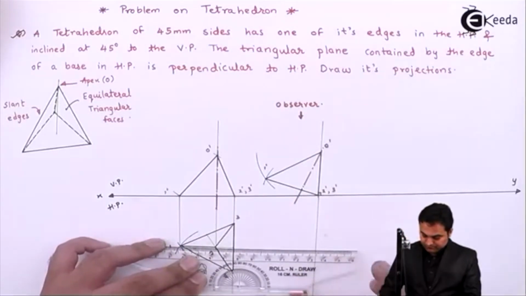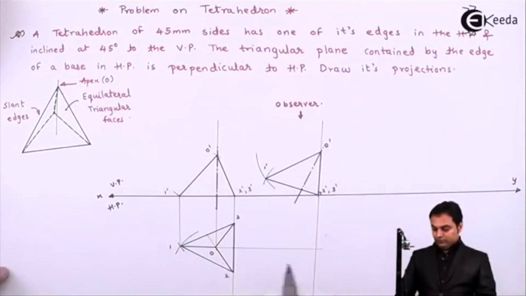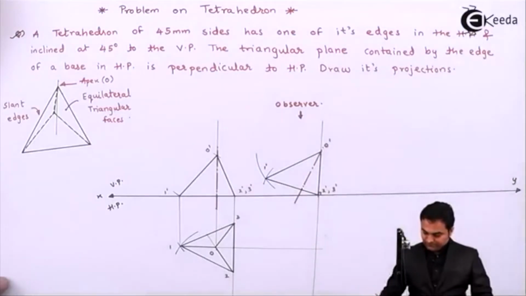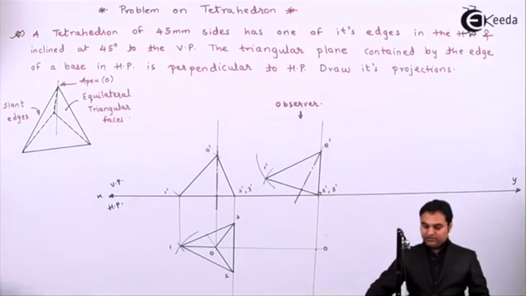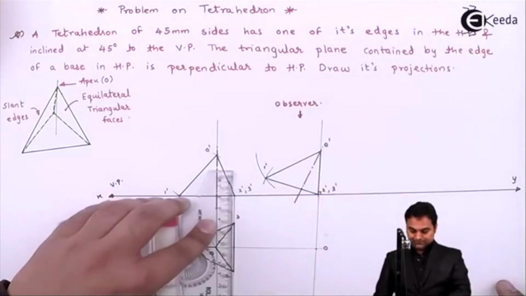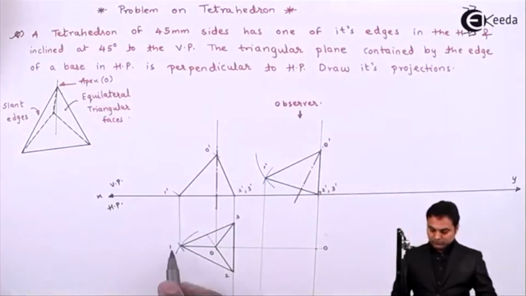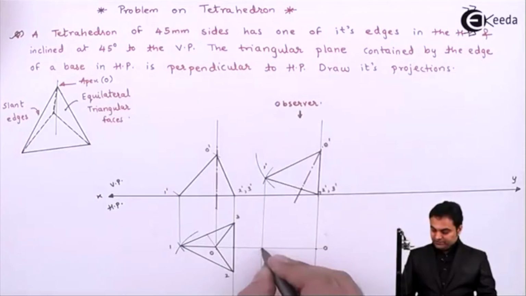Next, O dash from the front view and point O from the top view, wherever they intersect, that will give me point O of the apex. Next, point 1 dash is visible. So 1 dash, point 1 and O are on the same line. So wherever 1 dash and 1 intersect, that gives me point 1.